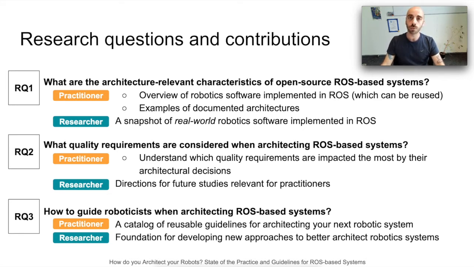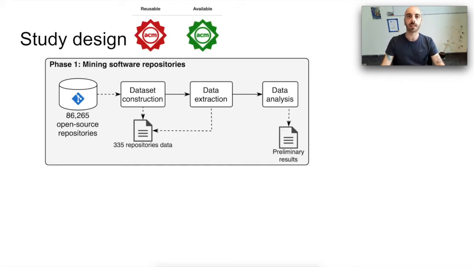The third research question is at the core of the study, and here the idea is to provide a catalog of reusable guidelines for architecting your next robotic system from the perspective of a robotics practitioner. Researchers can use this catalog as a foundation for developing new approaches for helping practitioners in developing ROS-based systems. The study is designed around two phases.